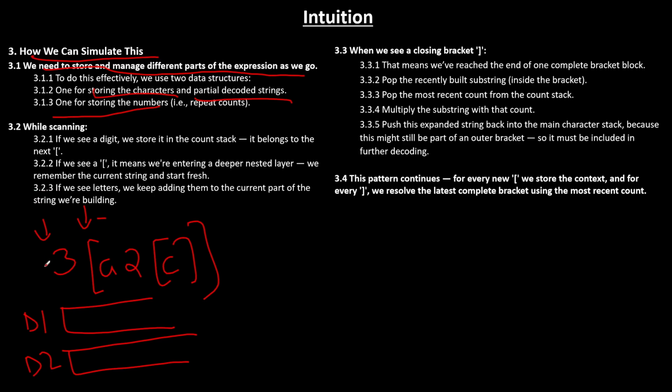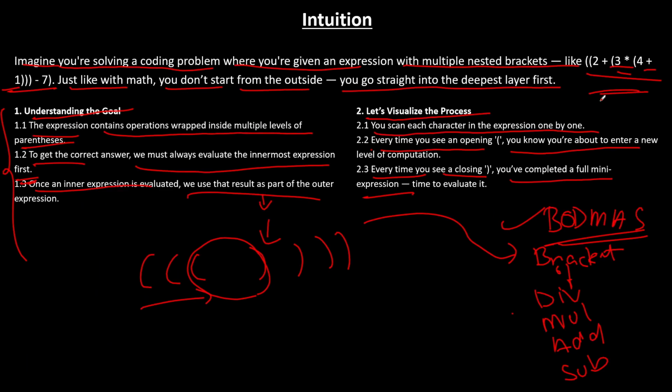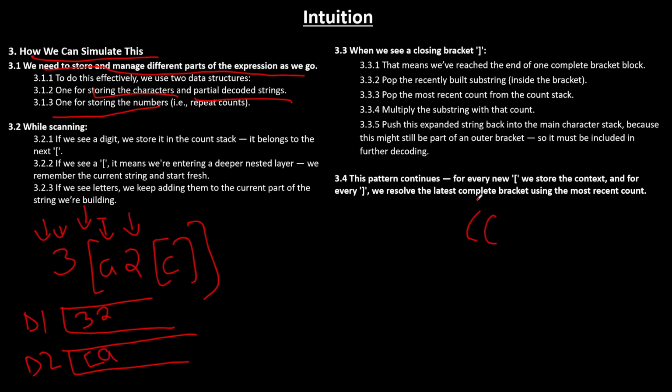Now, what we will do is scan the string. If we get 3, we will store it in D1. Fine, we move ahead. We got an opening bracket. We will try to save it here. Great. Now we move ahead. We got A. Okay, we store it here. Now we move ahead. We got 2. So we stored it here. Now, if you can observe, this is the same as the expression which we solved before. It's similar to that only. We are getting an opening bracket, we are storing it and moving ahead. We are not solving anything, right? And we are storing the number here.